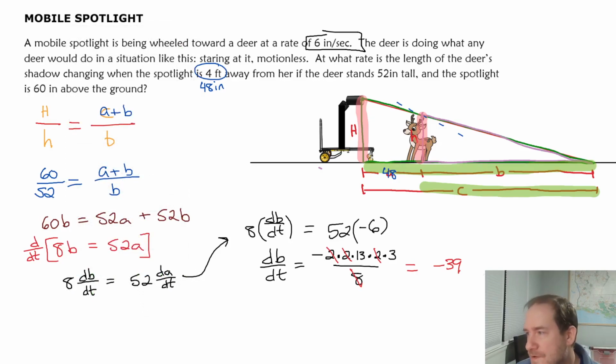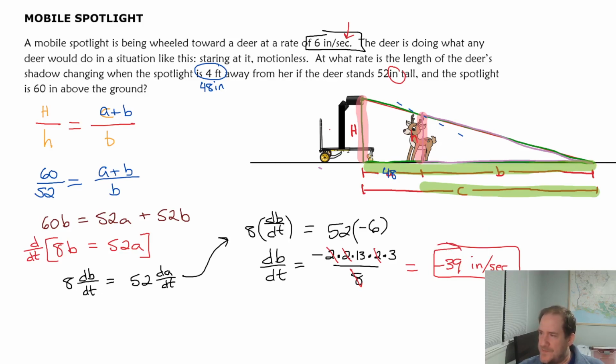I do need my units though, and what would they be? Well, everything in this problem was inches, and we were moving in terms of seconds, so it must be -39 inches per second. And that's it. So again, that means that as the trolley is coming in at a rate of change of 6 inches per second, this shadow is decreasing at a rate of 39 inches per second.